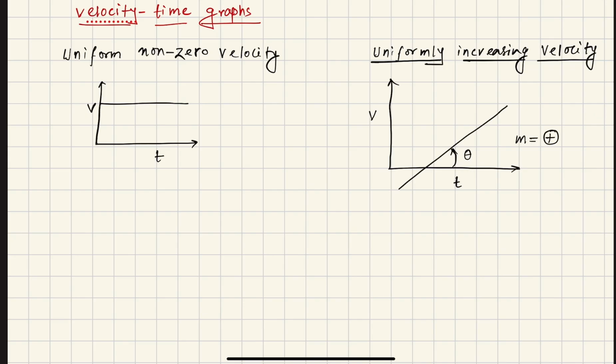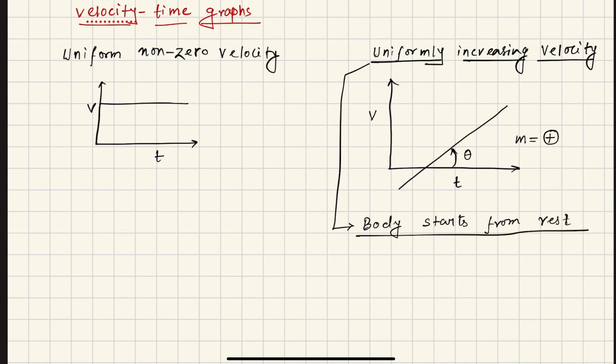Now it can happen that the body is starting from rest in this only. If the body is starting from rest, then the initial velocity will be 0. So that is why it will start from the origin. In this case, the body is not starting from rest. It is starting with some negative velocity over here, and then the velocity is becoming positive.